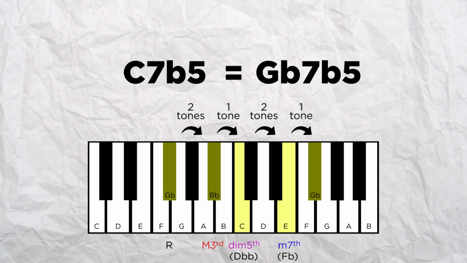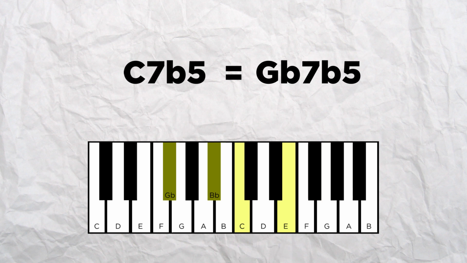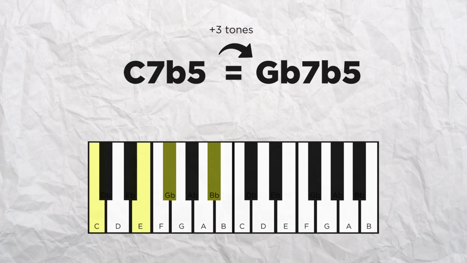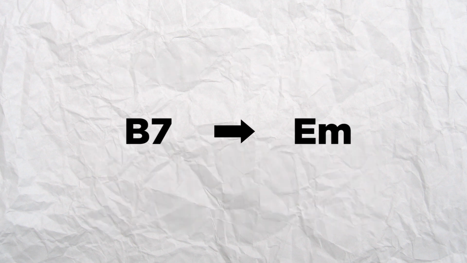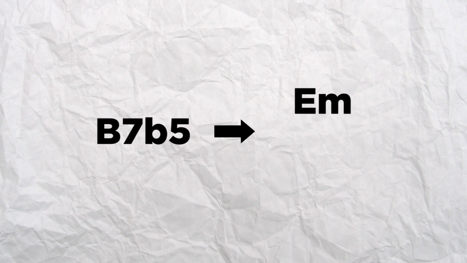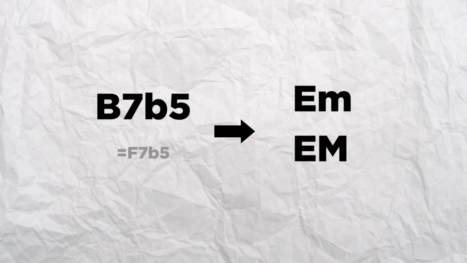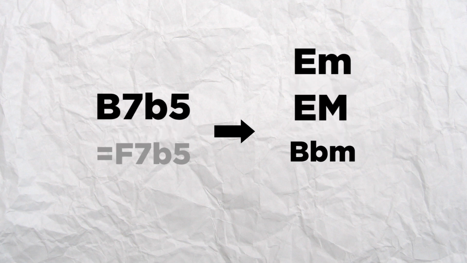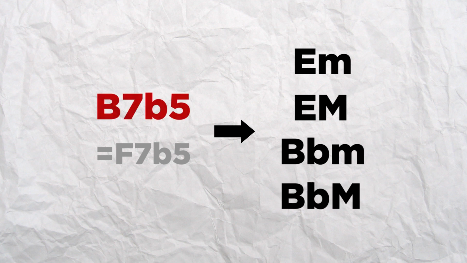So whenever you play a 7 flat 5 chord, it can be considered as two different chords, which are a tritone apart, which makes it a great pivot point. For example, for our cadence in E minor, the B7 was transformed into a B7 flat 5, and that would also work to go to an E major even, but this B7 flat 5 can also be an F7 flat 5 to go to a B flat minor or a B flat major.